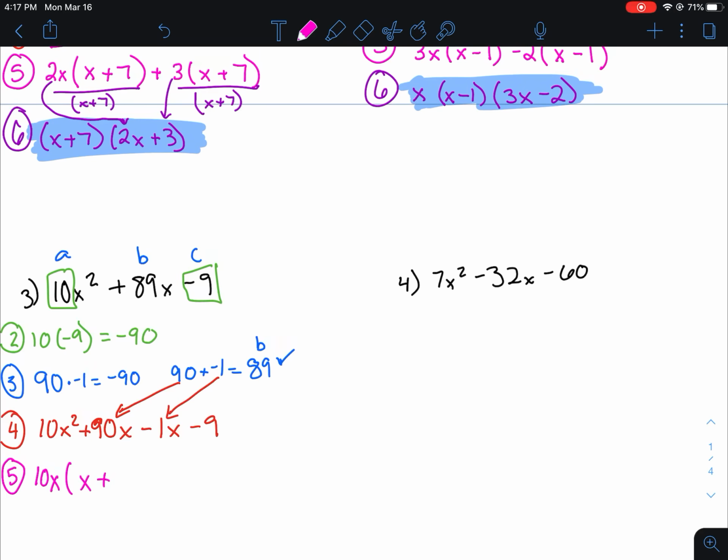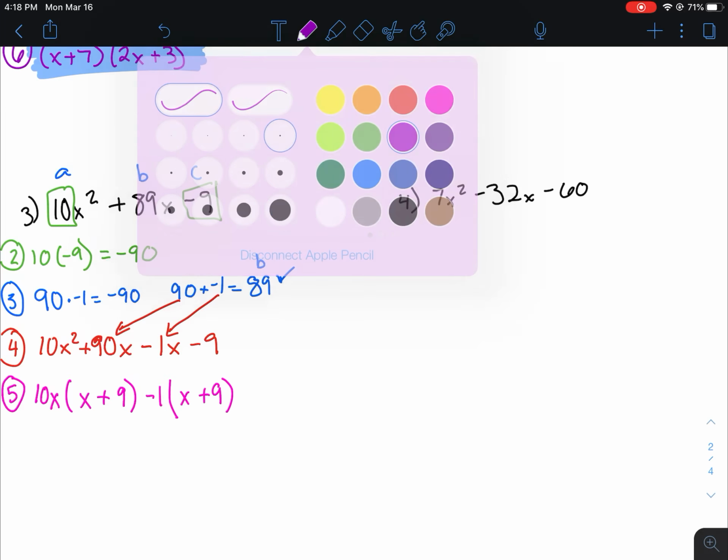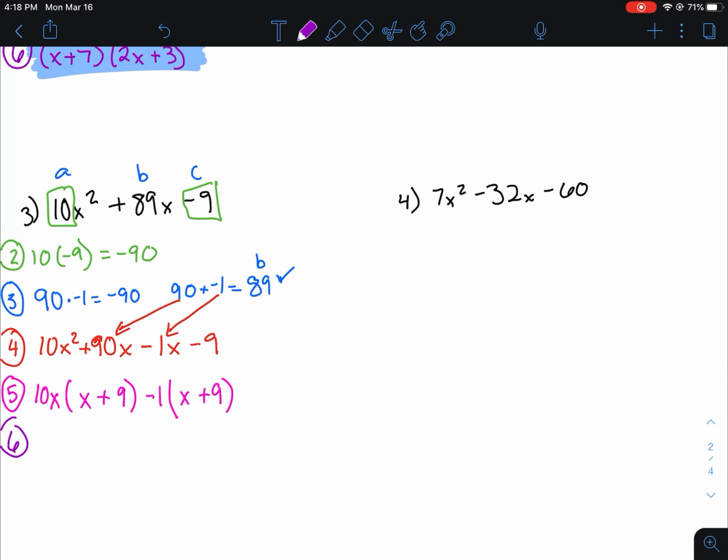90x divided by 10x is going to give us 9, and the x's cancel out. Notice that inside our parentheses we have x plus 9, and on the other one we have negative 1x minus 9. So we need to factor out a negative 1 of those two so that we can have x plus 9 in the other parentheses. So our final answer ends up being, we're going to factor out x plus 9 since that's in common with both of our terms, and then we are left with our 10x minus 1.